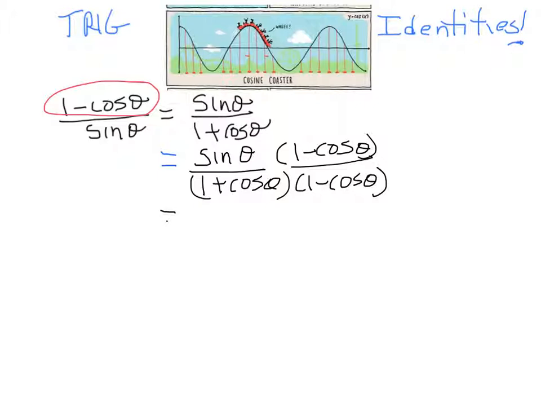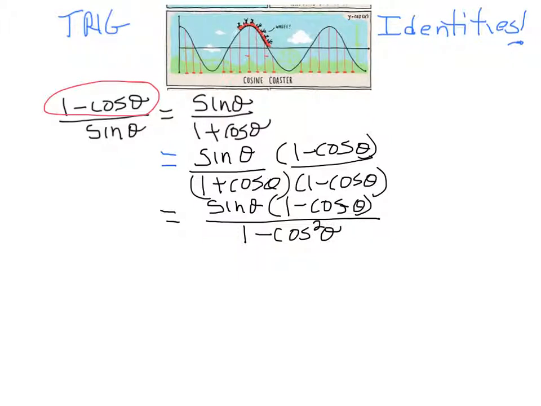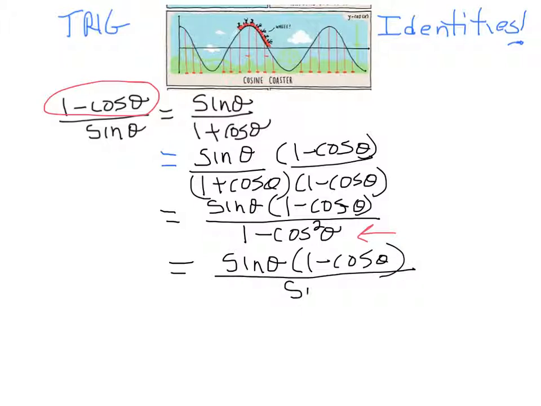All right, well, what am I going to do now? I'm going to multiply the denominator. So I have sine theta on top with my 1 minus cosine theta, all over 1 minus cosine squared theta. Because remember, when you multiply conjugates, the middle terms cancel out. But because I'm so good at my identities, I know that 1 minus cosine squared theta is actually sine squared theta. So now I can rewrite it as sine theta times 1 minus cosine theta all over sine squared theta.